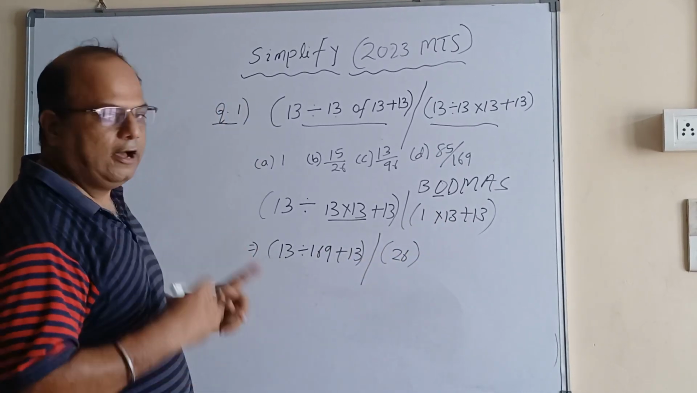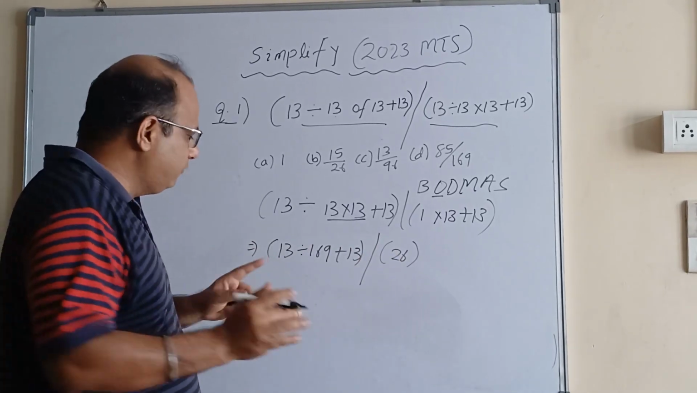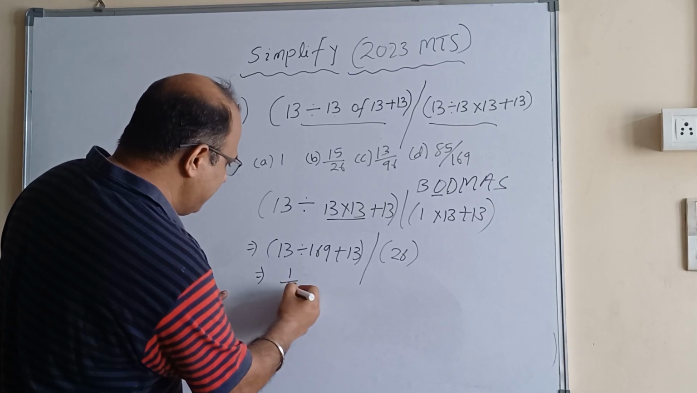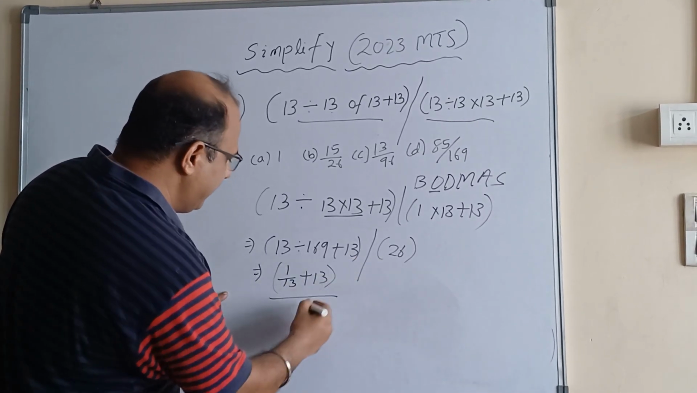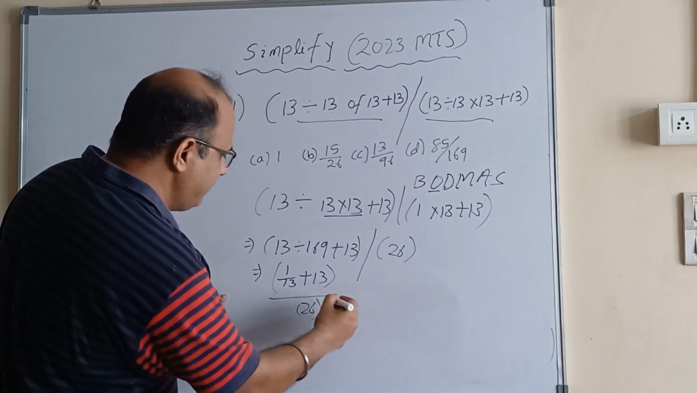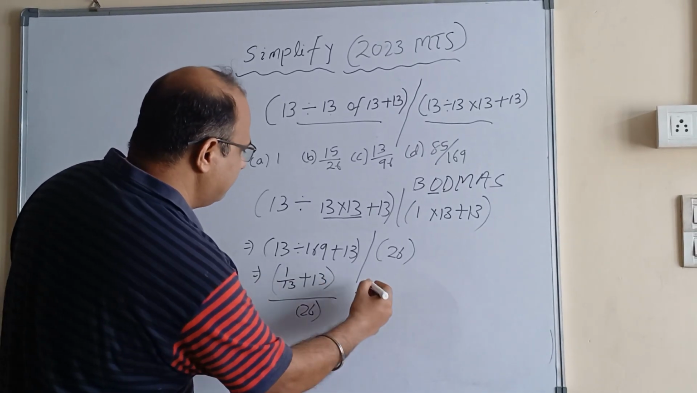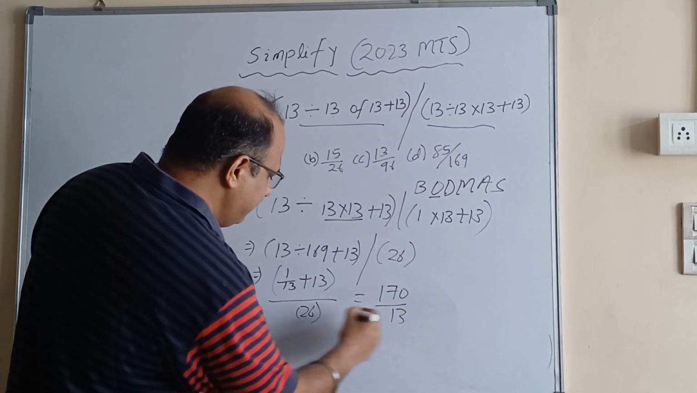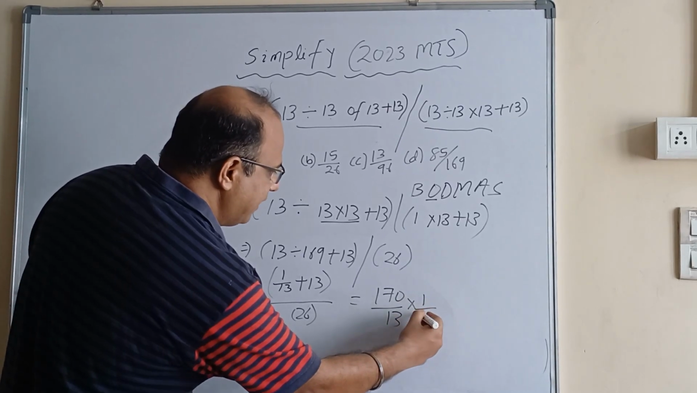Fine. Now you see the problem changes. Now the numerator and denominator are different, they are not the same. So 13 divided by 169 is nothing but 1 by 13, plus 13 whole brackets. Then you get the denominator 26. So now you get 13 into 13 is 169 plus 1 is 170 by 13, and this 26 will take a reciprocal, that is, it will become 1 by 26.